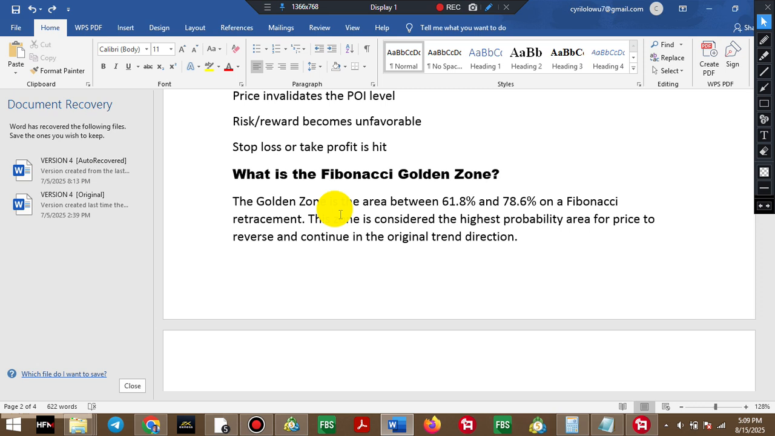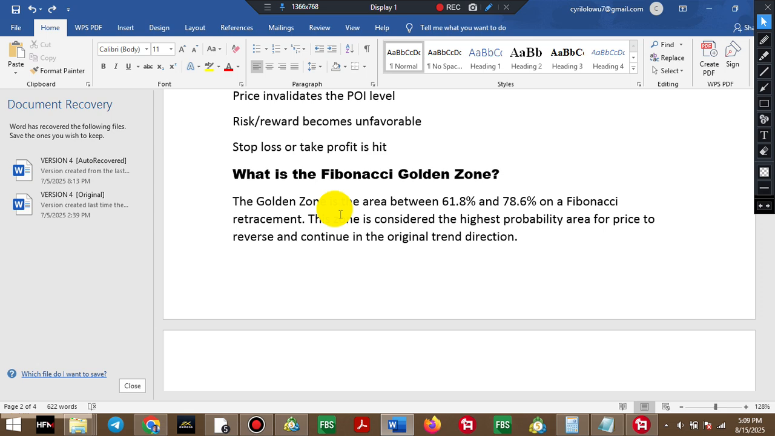Now, the golden zone is the area between 61.8% and 78.6% on the Fibonacci retracement, right? This zone is considered the highest probability area for price to reverse and continue in the original trend direction. Are you getting it now?